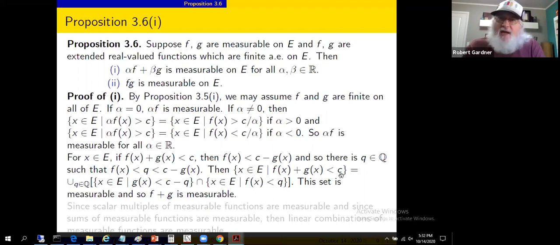Why did you appeal to rational numbers? Why not use irrational numbers? Because there's an irrational number in between as well. So we get a countable union over here. And then we can use sigma algebra properties. So it was to get the thing countable.